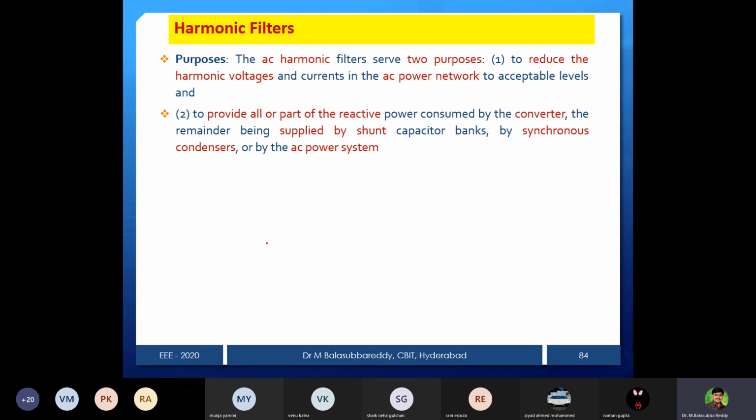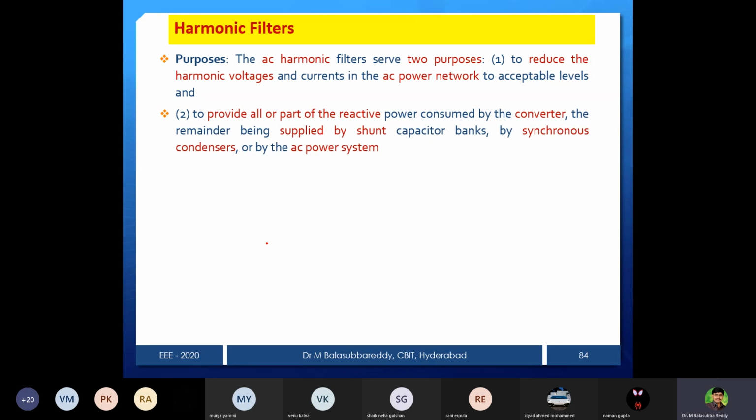So a lot of filtering is required, and while you are designing those filters, we need to select the appropriate harmonic. You have to tune it, and that particular frequency of the harmonic is going to be reduced, so we have to eliminate it. So like that we need to design. This is the purpose of the harmonic filter.